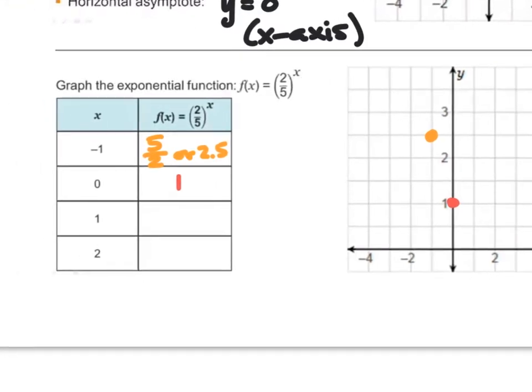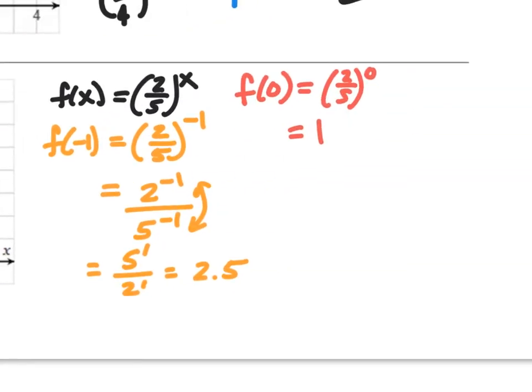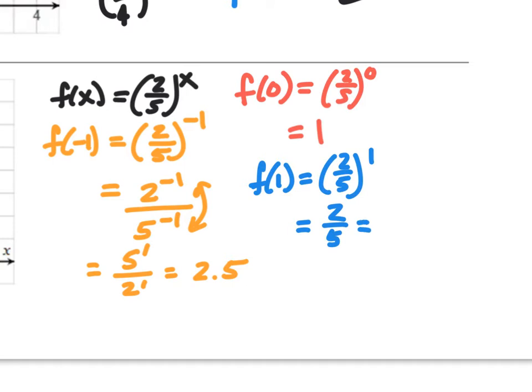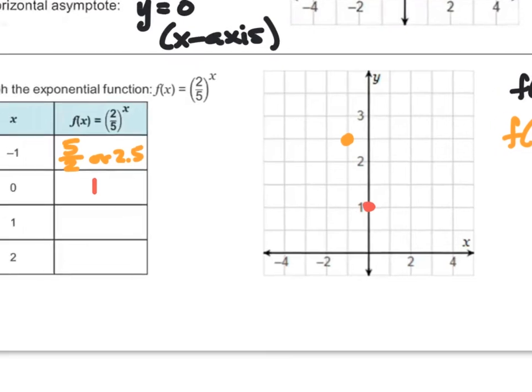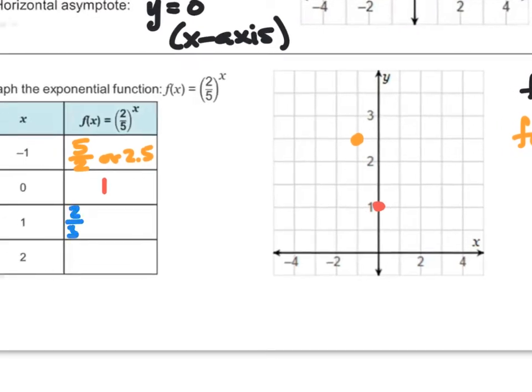Now the next thing I'm going to do is plug in 1, all right? And so if I do f of 1, okay, f of 1 is 2/5 raised to the first power. And anything raised to the first power is just going to be itself. I'm taking 2/5, multiplying it by itself once, which means I'm just going to get 2/5. And 2/5 as a decimal is going to be 0.4. All right, so I'm going to take that. At 1, this is going to be 2/5, or 0.4. Okay, so at 1, we're going to get 0.4 right about here.